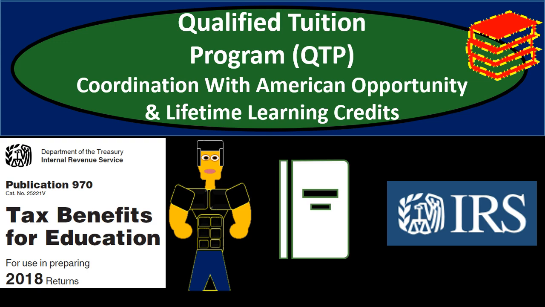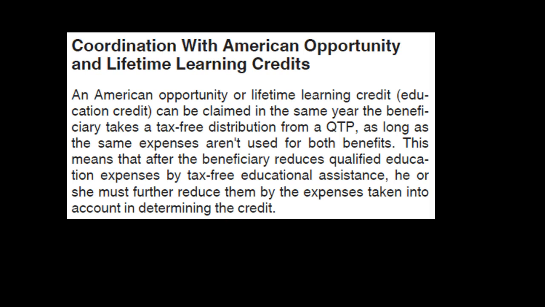In other words, at the point of distribution from the QTP, when we're paying for the actual tuition and the educational expenses for the beneficiary, we may also be able to take advantage of credits, which could be very advantageous, which include the American Opportunity and Lifetime Learning Credit. How does the qualified tuition program at that point in time play along with those credits? This information can be found in Publication 970.